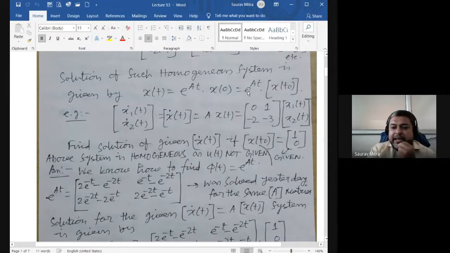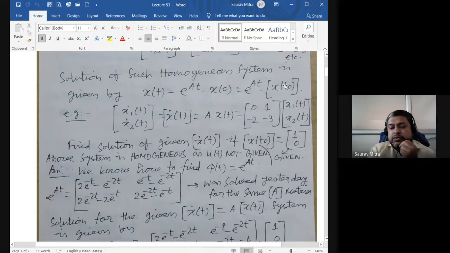E raised to At we know how to find out. So sI minus A we find first. Only the A matrix should be given. You find sI minus A, then find (sI minus A) inverse, then take the inverse Laplace transform. And then x(0). So x(0) is given. e raised to At is a 2 by 2 matrix. Just multiply this with x(0), which is 2 cross 1. If you are multiplying a 2 cross 2 with a 2 cross 1, the final answer is 2 cross 1.